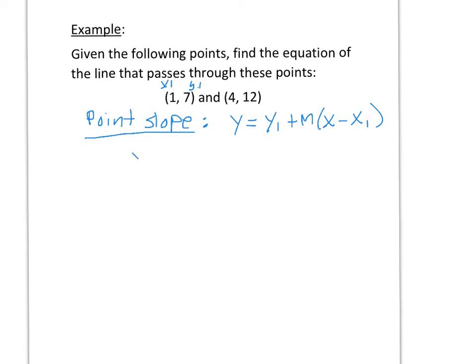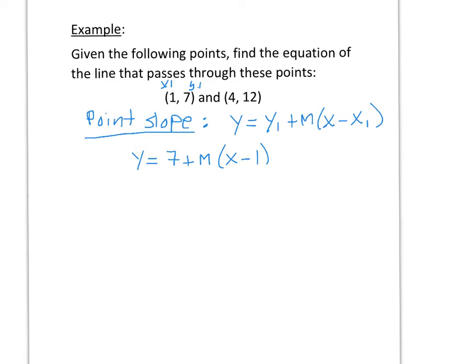When I do that, I end up with y equals y1, well, y1 is the 7, plus m, my slope, but I don't know that yet, times the quantity x minus x1. Well, in our first point, my x is 1, so 1 minus 1. Okay, so that's a good start. The problem is I still have 3 unknowns, x, m, and y.